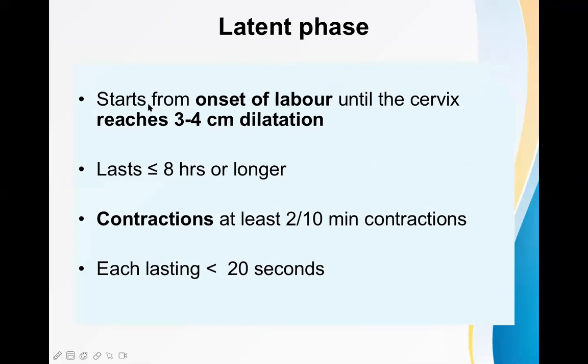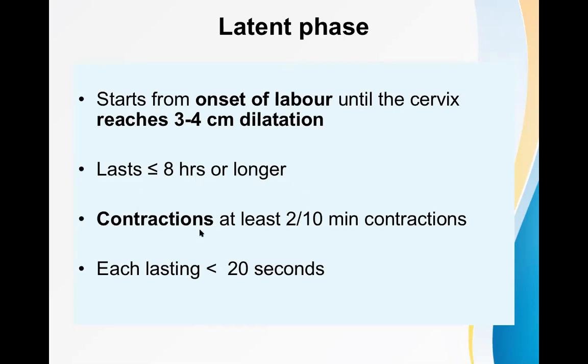The latent phase starts from the onset of labor until the cervix reaches 3 to 4 centimeter dilatation. Some books mention 4 centimeter, some books mention 3 to 4, so whatever your answer is, it would be correct. It is not the exact value. In primigravida, it lasts much longer, and in multigravida, a bit shorter. The average duration is around 8 hours, and in some ladies it may be longer as well.